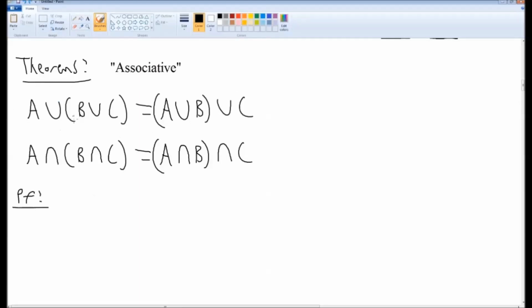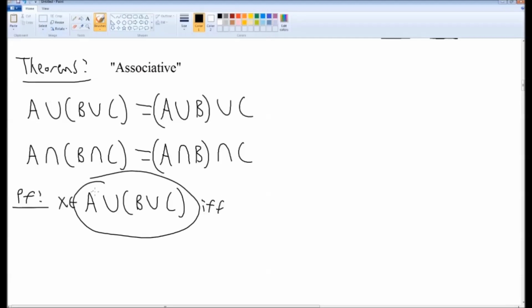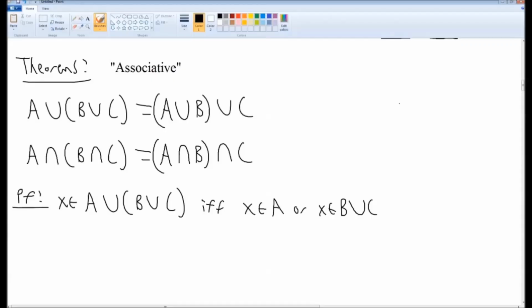Okay, to prove two sets are equal, we have to prove that they have the same elements. Well, suppose X is an element of this guy. That's going to be true if and only if, remember, this is a set of things which are in A or in B union C. So this is the same as saying that X is in A or X is in B union C. And actually, I'm going to write the or with the logical symbol, that looks like a V.